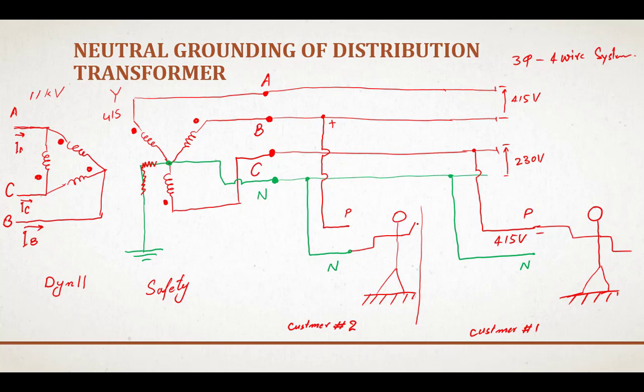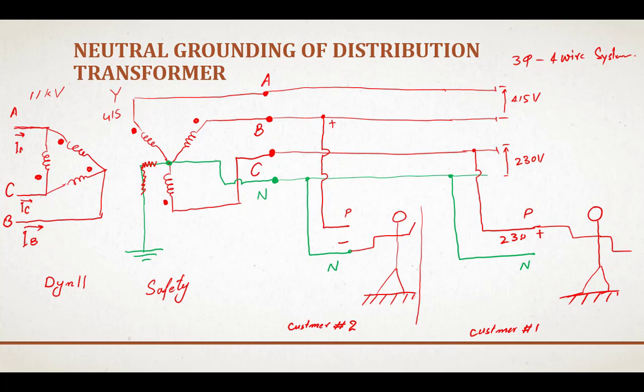As soon as this situation will occur, then potential will occur between the point of contact of customer 1, this person 1 with the phase, and the point of contact of this person 2 with the neutral. 230 volt, the full line to neutral voltage, will appear. Again that voltage will appear across their series combination, and both of them will experience an electrical shock. No matter whether this person is in contact with a neutral or phase, it is experiencing a shock. So this is a problem.